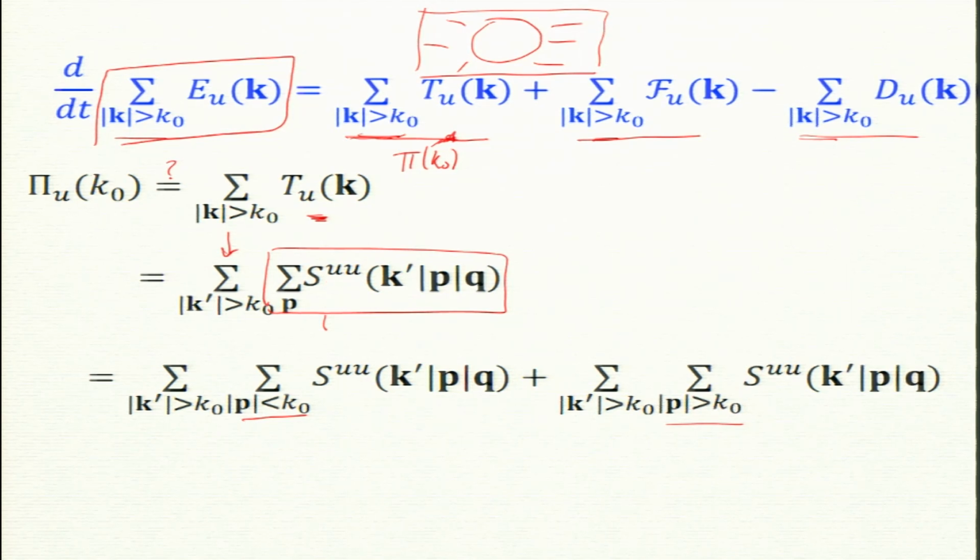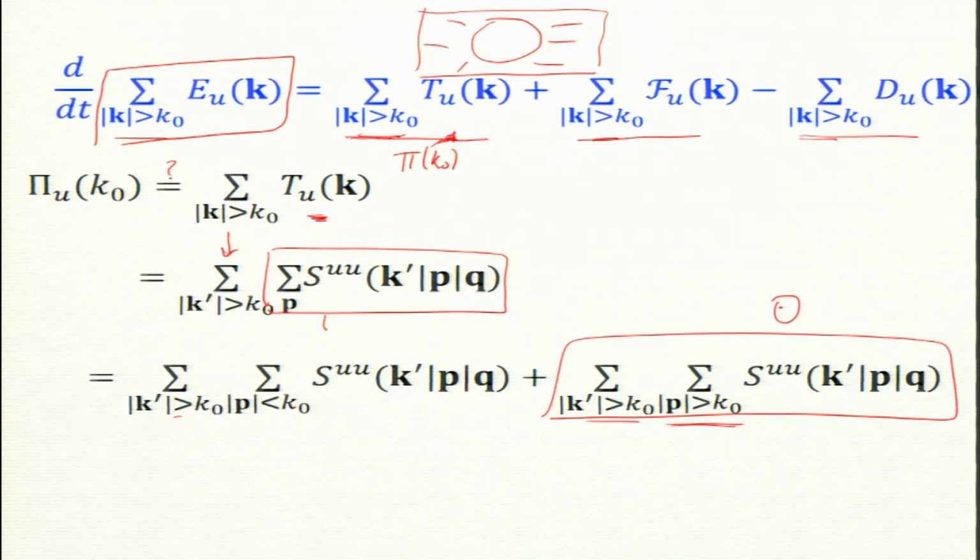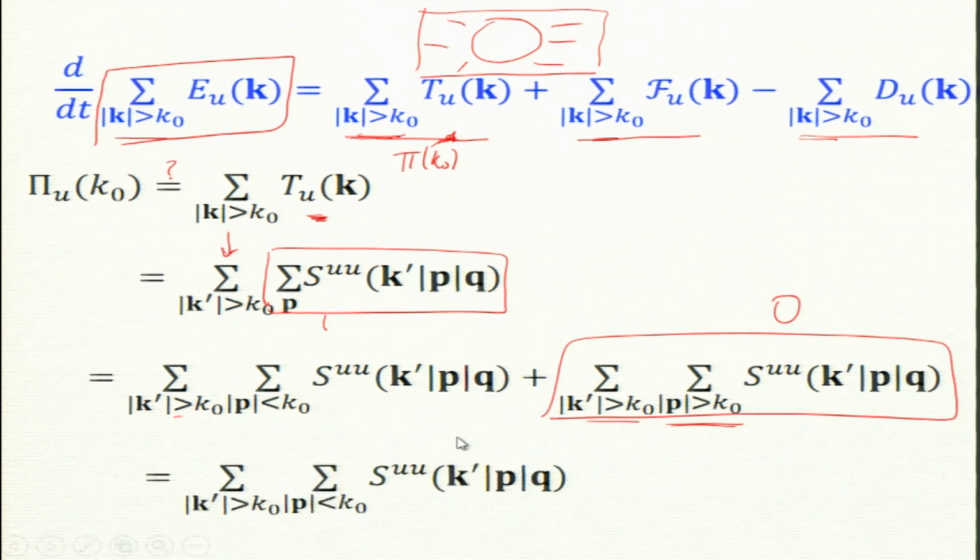Now, there are two terms in step 3. The second term is 0, because k prime is greater than k naught and p is greater than k naught. This is true also for any specific region. So, this is that quantity for all the modes outside the sphere. If the giver and receivers are in the same region, you sum it up, you will get 0. So, this is 0.